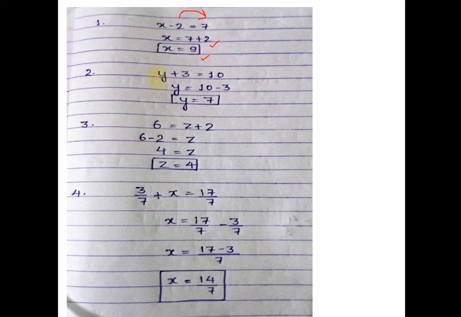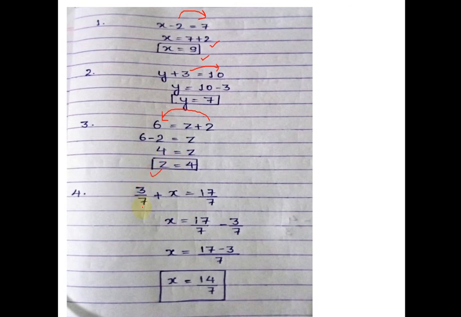Now second question, y plus 3 equals 10. We will transfer this 3 to the right hand side, so it will become minus 3. So 10 minus 3 equals 7. So what is the value of y? You will get 7. Now in the third question, you will transfer this 2 to the left hand side, so it will become 6 minus 2, that is 4. And in the right hand side you are only left with z, so z is 4. This is the third one.